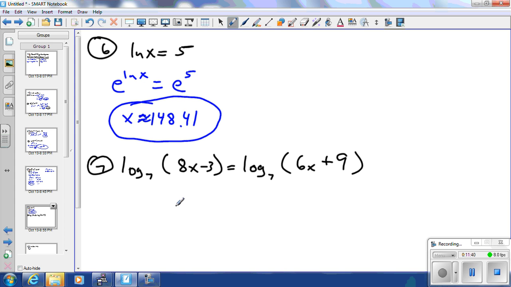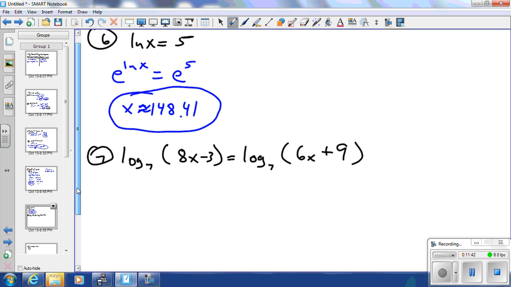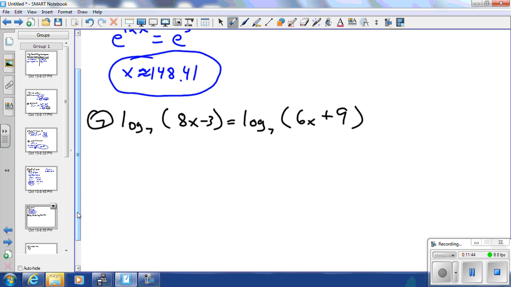They're not exact. Number 7 here, this last one before I end this video probably. Since I have both of these as log base 7, log base 7 of something equals log base 7 of something, that means that 8x minus 3 has to be the same thing as 6x plus 9. So I solve this one ordinarily just like a linear equation. Subtract 6x, add 3, divide by 2.